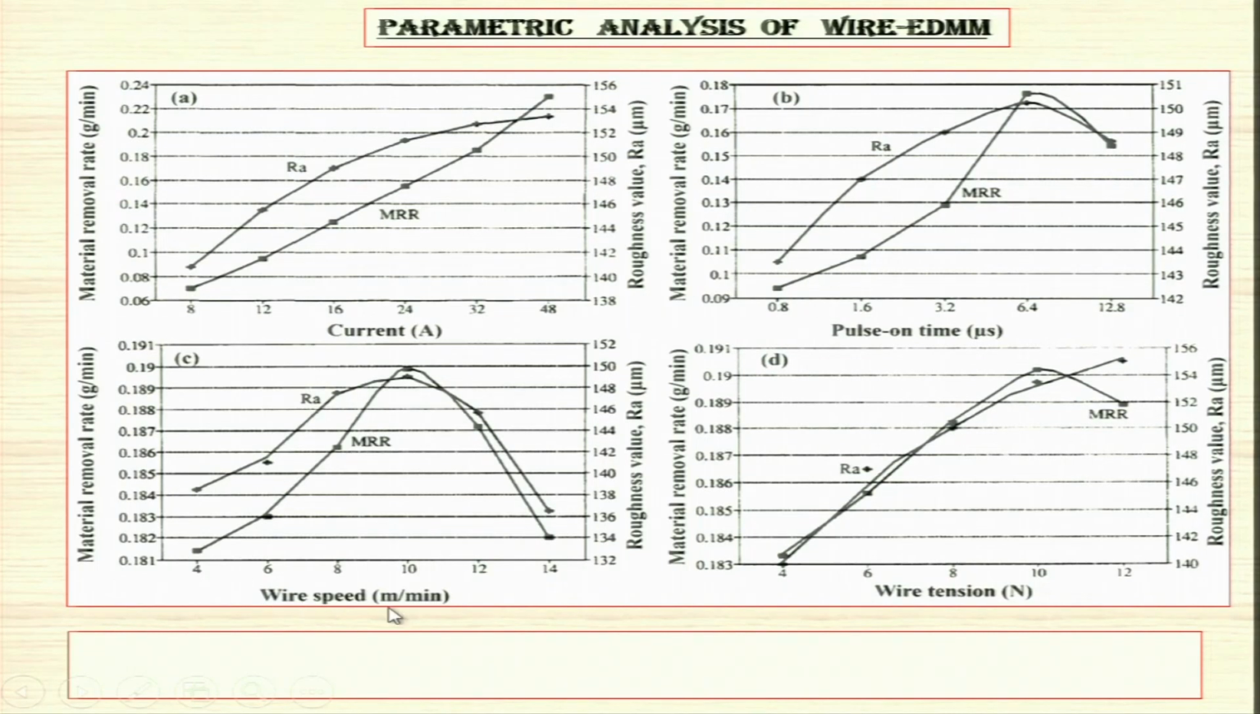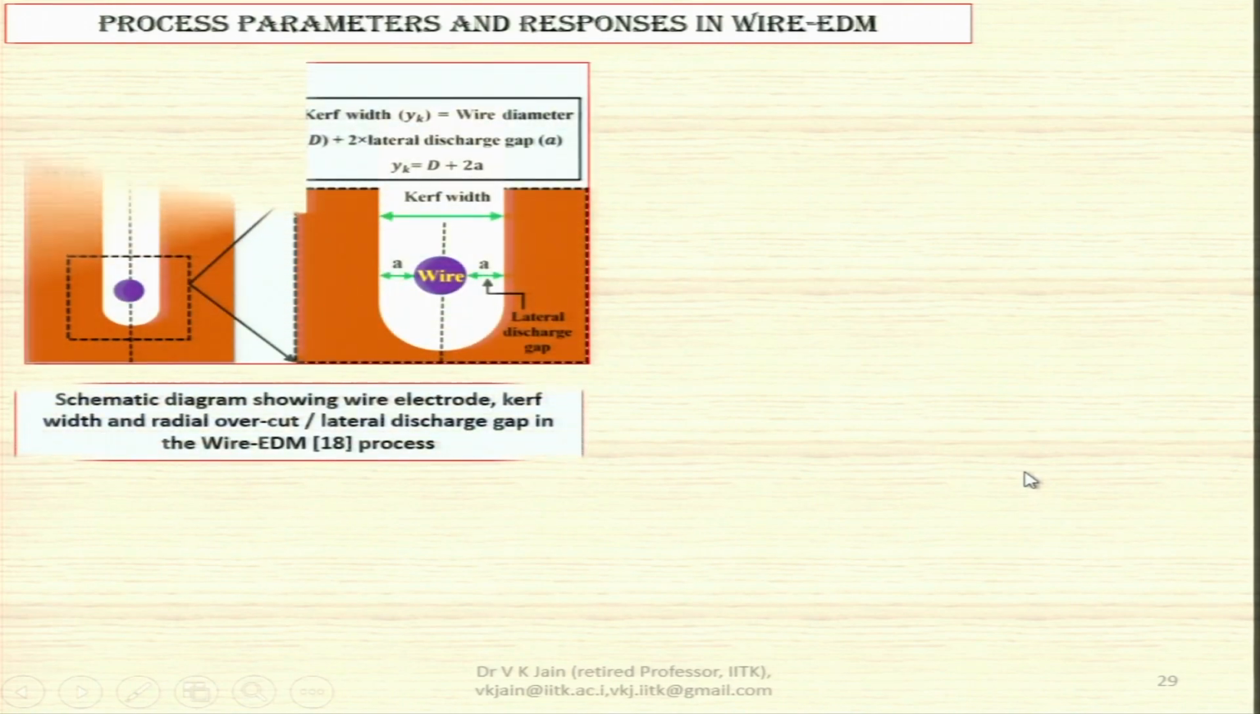Then here wire speed: as wire speed is increasing, material removal rate and Ra value both will keep increasing. But after an optima, as you can see over here, they start decreasing. And same is true with wire tension. Up to certain wire tension, material removal rate and Ra value are increasing, but then they start decreasing beyond this optimum value. Process parameters and responses in wire EDM process.